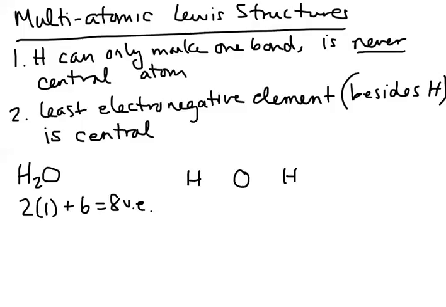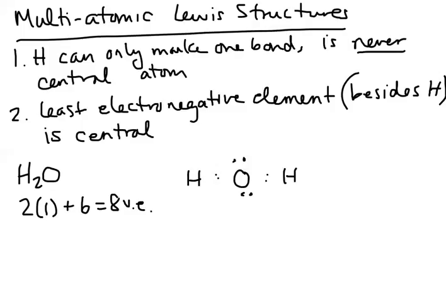Bonds. 1, 2, 1, 2. Okay, so in this case, you have to have bonds between each set of atoms. We have 4 electrons left. Where am I going to put them? On the oxygen. I can't put them on hydrogen, since hydrogen already has 2 electrons. It can't have any more, so it's just going to go on the oxygen.